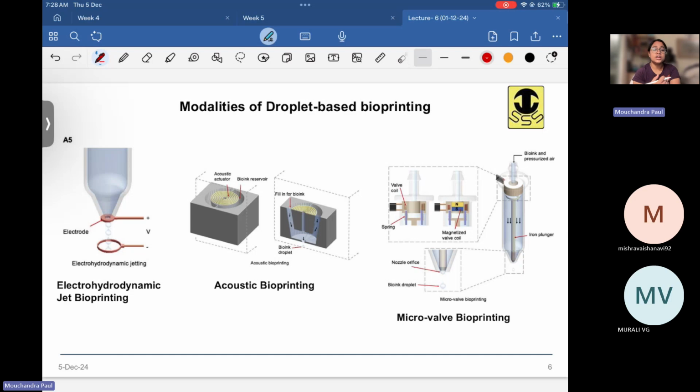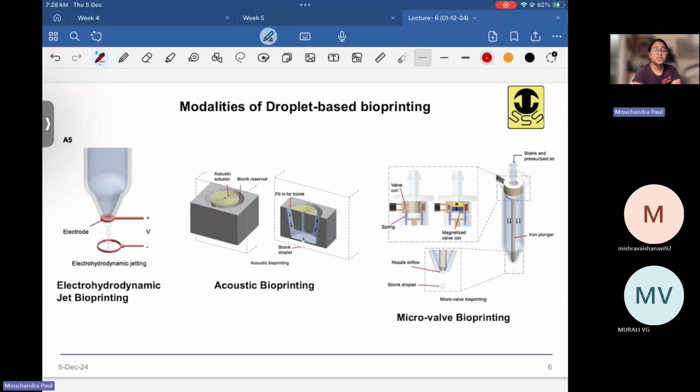And these charged droplets, these are positively charged, let's say, because there is a positive end at the tip of the nozzle, are attracted towards the negatively charged substrate. In this way, you are controlling the deposition of the droplet by using charge, and that charge you're applying through the electric field, right?